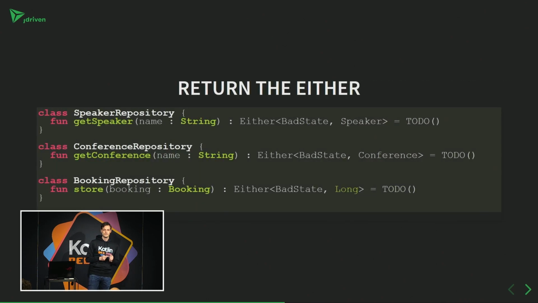We now need to do some magic and rewrite all repositories so that they now return Eithers containing a left value of BadState, which is either NotFound, or a BadState with exception that saves the exception. And on the right side, whatever it was returning in the first place. I'm going to skip the service for a minute and go straight to the controller.